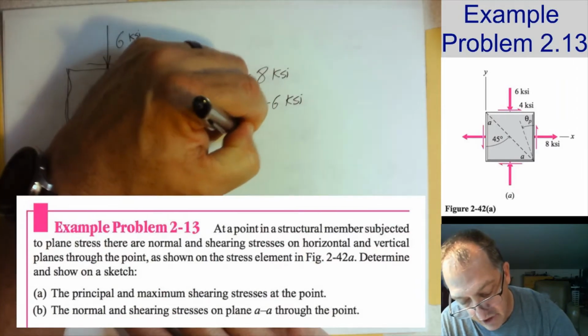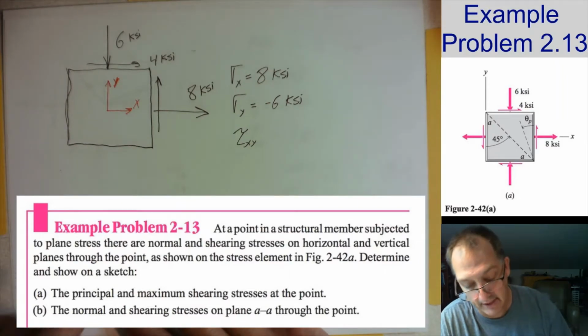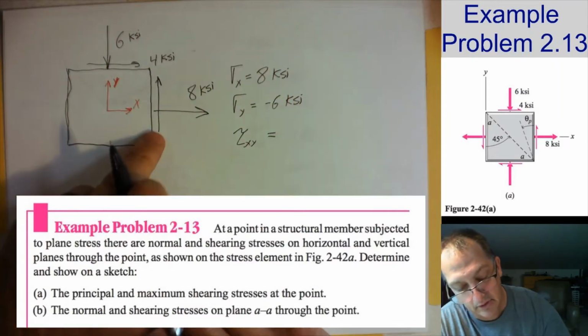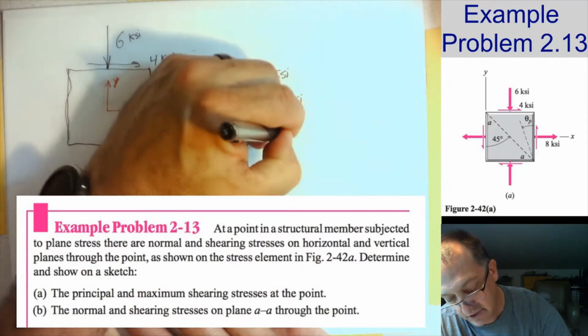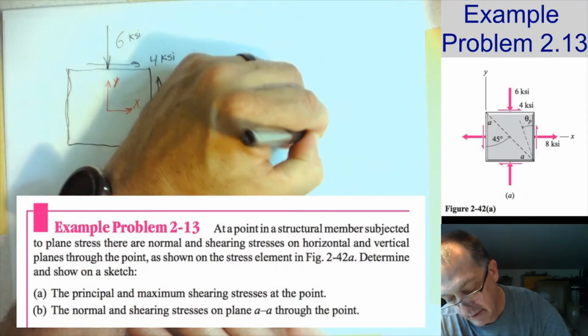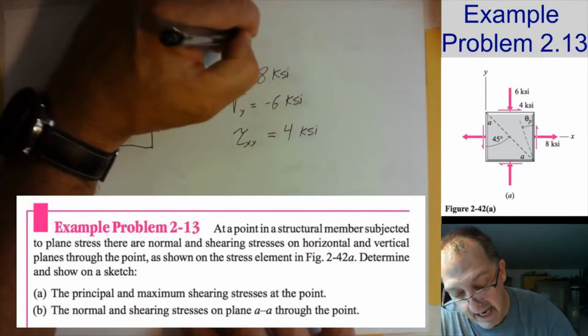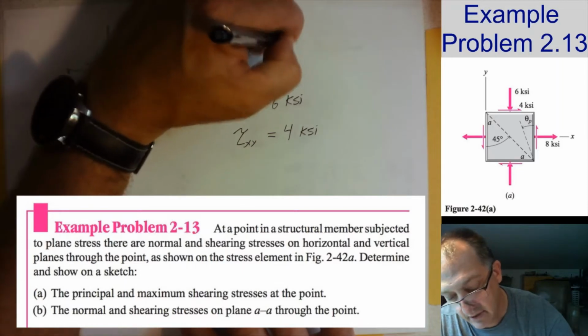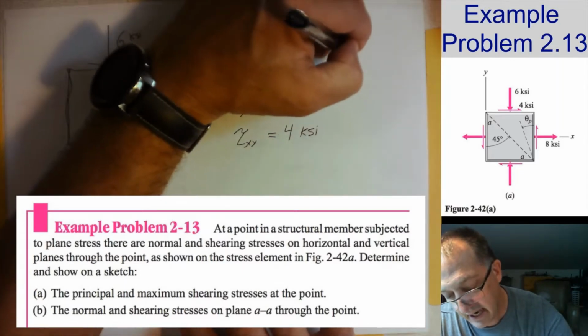And I've got my shear XY, get my mug out of the way, shear in the XY direction is equal to a positive 4. That's on the positive face in the positive direction, so that's a positive 4 KSI. Now our task is to find sigma P1, sigma P2, and tau max.